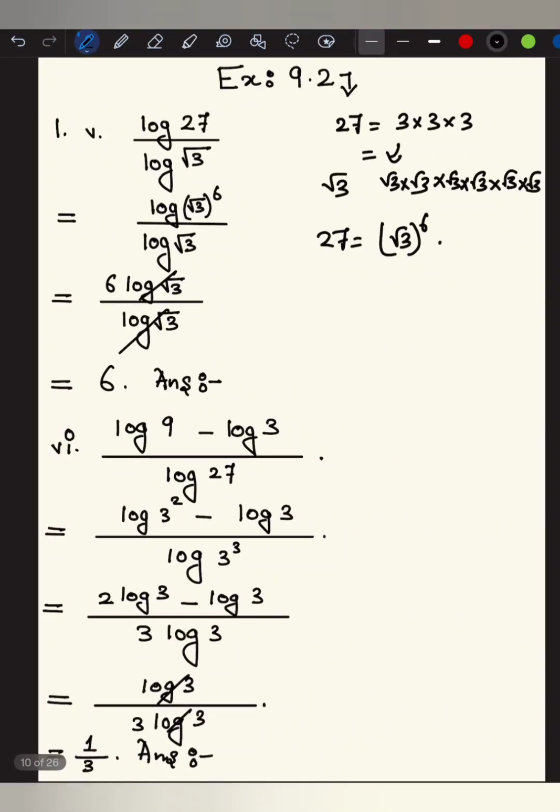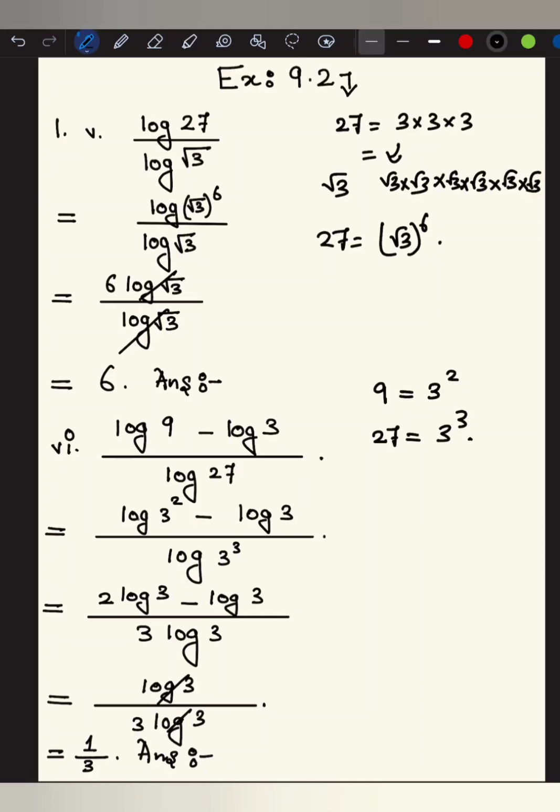Okay, so next sum is 1 subpart 6. Here it is given as log 9 minus log 3 by log 27. So this 9 can be written as 3 square, and this 3 we keep as it is, because we will be expressing everything in terms of 3, right? So 27 can be written as 3 cube. Okay, so we have done just that.